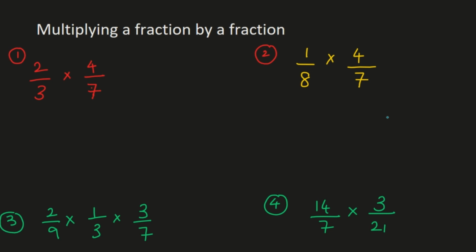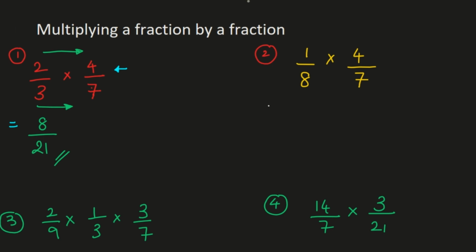Let's move on to the first question. Here, 2 upon 3 into 4 upon 7. You can see the numerator and the denominator cannot be divided by the same value in the given example. So in that case, we can simply multiply the numerators and the denominators together horizontally, as I mentioned in the earlier section. 2 into 4, it's 8. 3 into 7, it's 21. So the answer is 8 upon 21.